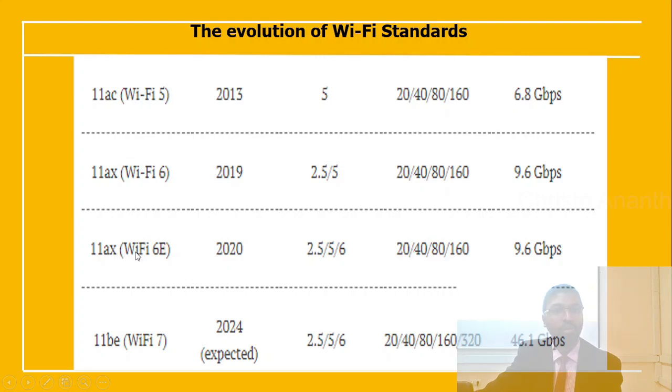Okay, so Wi-Fi 6E, back in 2020 only, 9.6 Gbps. Then 802.11be, Wi-Fi 7, next year, we have 46.1 Gbps. See here, 9.6 Gbps, 46.1 Gbps. So that much speed, we are going to enjoy the data rate.